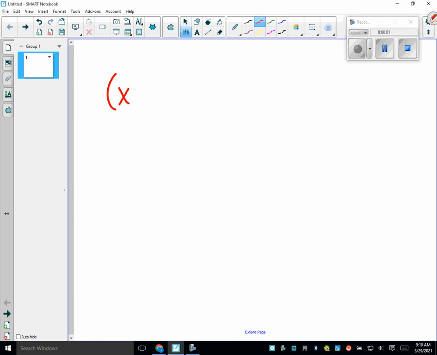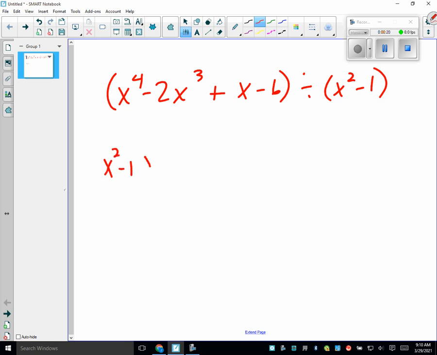So if I have x to the fourth minus 2x cubed plus x minus 6 divided by x squared minus 1. Okay, so I have an x squared minus 1 here, and inside, I need to leave a spot, don't I? Yeah. Okay, like that? Now what do I do?